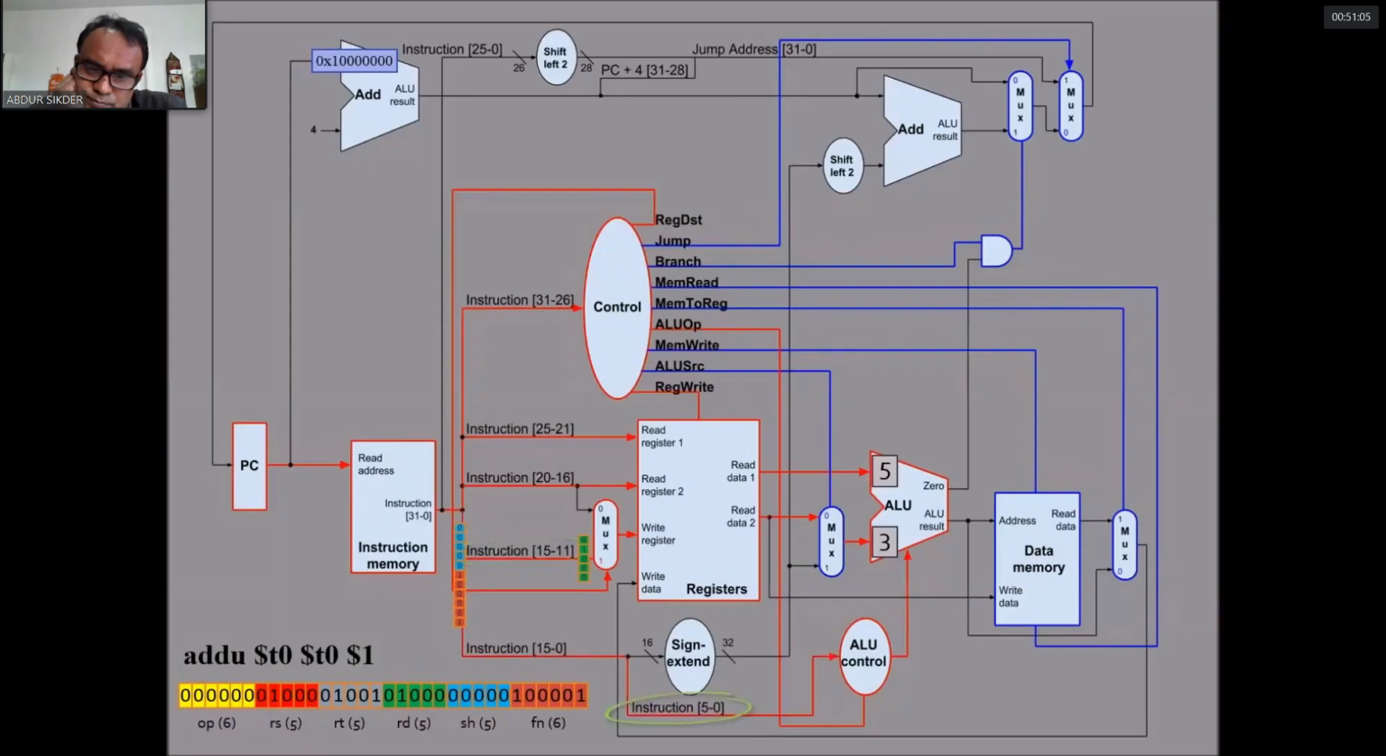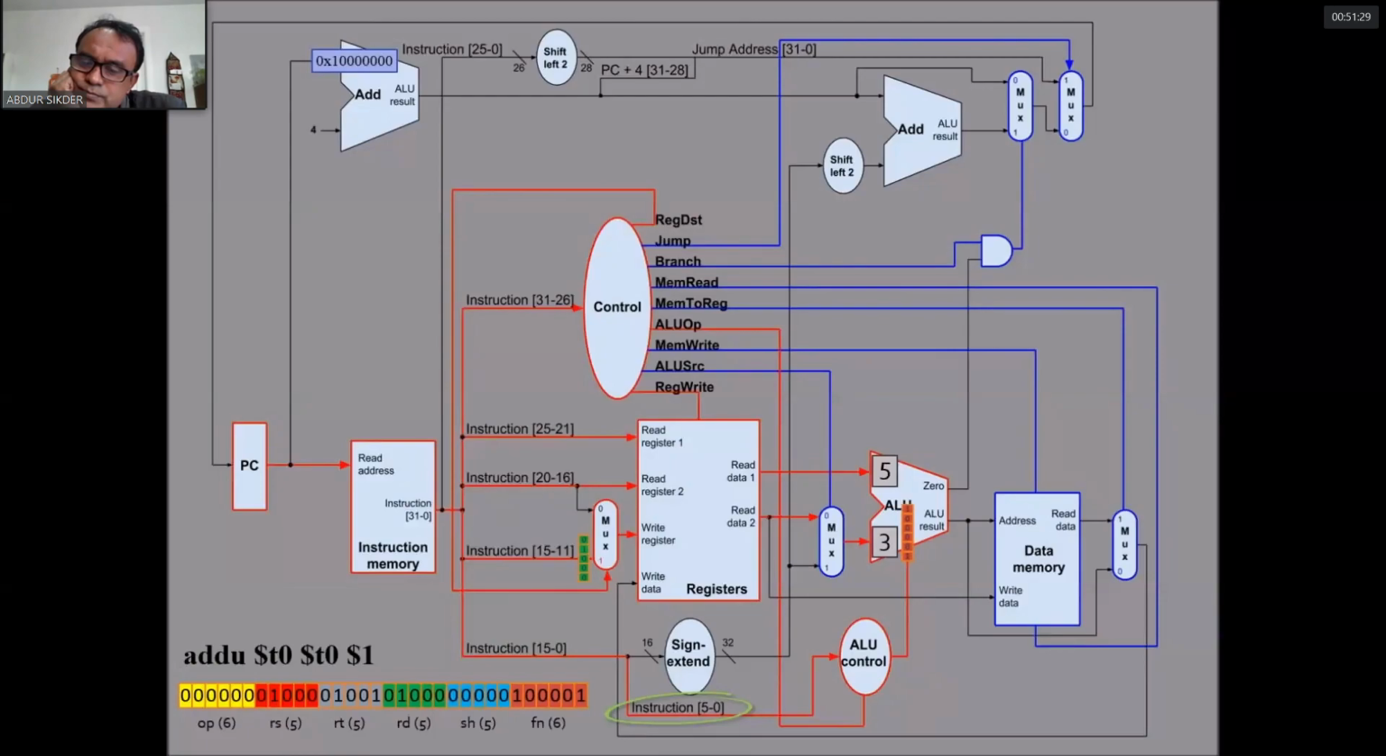Bits 5 through 0 are passed to the ALU control unit to signal to the ALU that an addition operation is needed. This is the function part of the instruction. Subtraction, for example, uses the exact components as addition and therefore has the same opcode. The function gives us a way to keep everything the same and only change what the ALU needs to do.